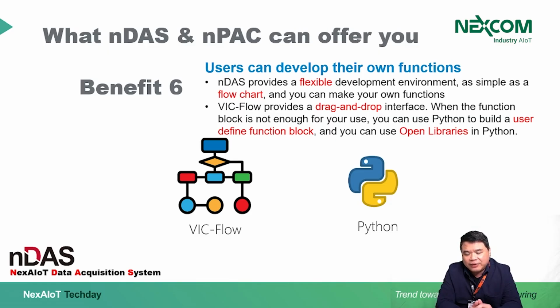And if the VIC-Flow function block is not enough for you, we can use Python. You can define a Python function block, and at the same time you can include a lot of open-source libraries. For example, we have a customer who needs the Kafka protocol, but I don't understand it. So you can easily integrate the Kafka library inside. You will get a different algorithm or function. So this one is very flexible.